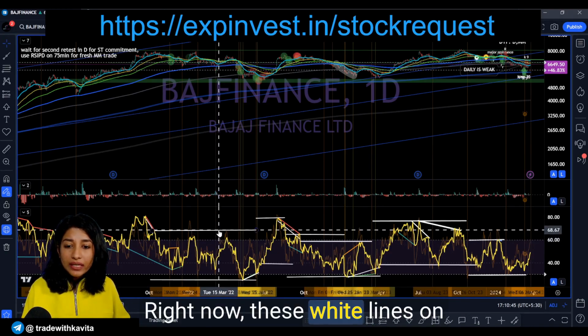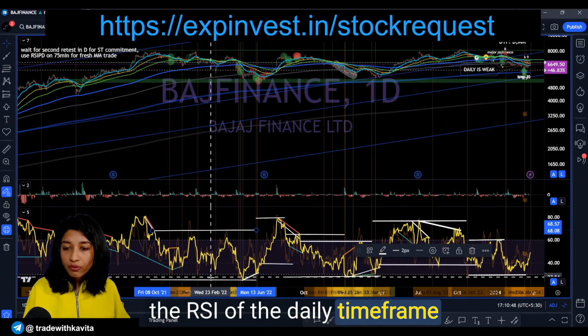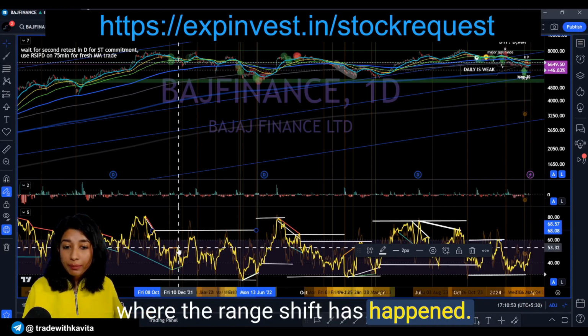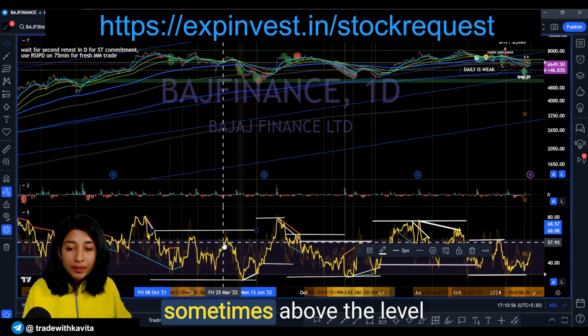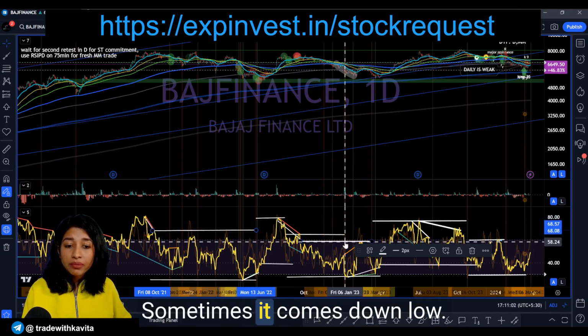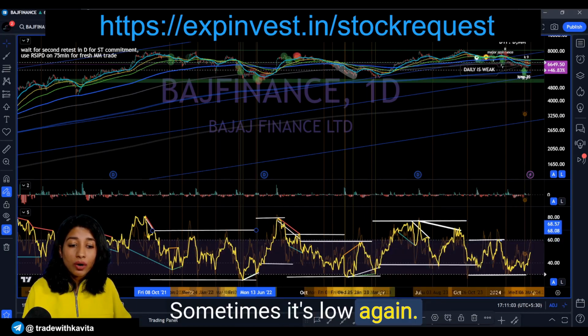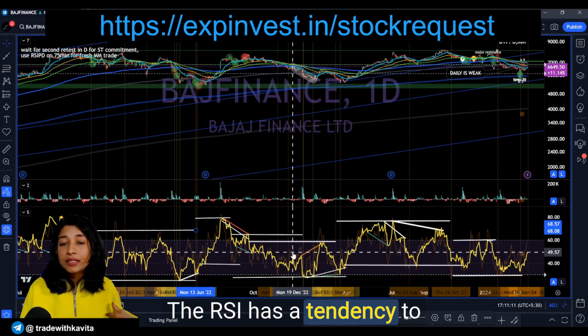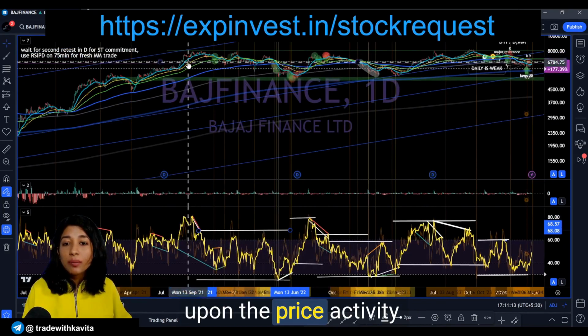Now, these white lines on the RSI of the daily time frame, RSI 20 period on the daily time frame, they show me where the range shift has happened. So you see sometimes above the level of 60, the white line is higher. Sometimes it is more high, sometimes it comes down low, sometimes it's high, sometimes it's low again. So just focusing on these white lines, these are called range shift. The RSI has a tendency to shift its range depending upon the price activity.